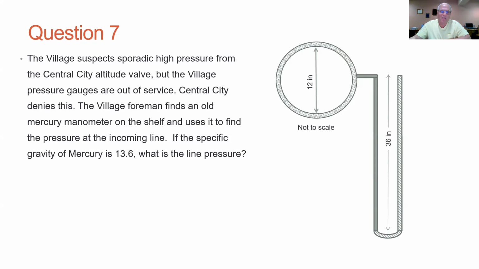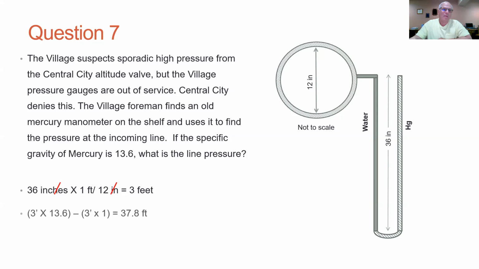How does he use that information to figure out the pressure? He does it this way. First, you figure out 36 inches divided by 12 inches per foot. You come up with a 3-foot distance that the water pressure is pushing back on the mercury. That's the key. We take that 3 feet and multiply it times the specific gravity of mercury of 13.6, and I'm going to subtract from it the pressure from the water. The 3 feet times the specific gravity of water, which we know to be 1. I'm taking this specific gravity times 3 feet for mercury, subtracting it from water, I come up with 37.8 feet of pressure.